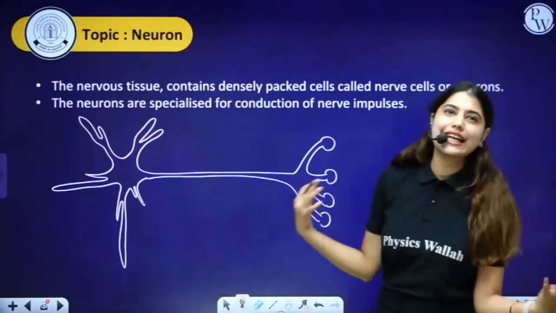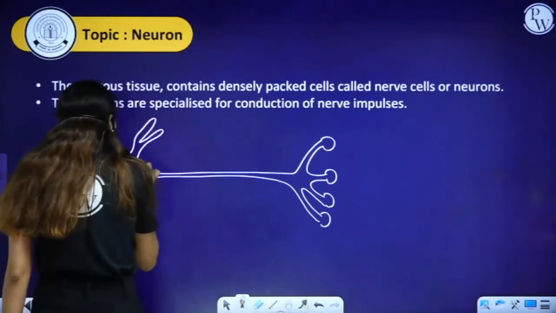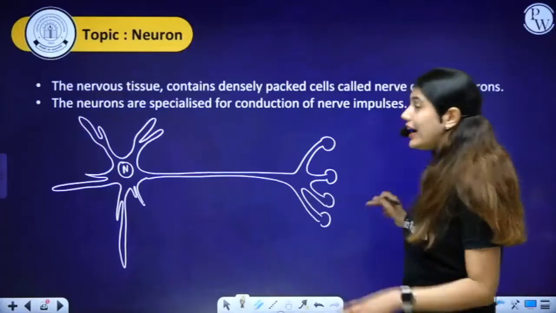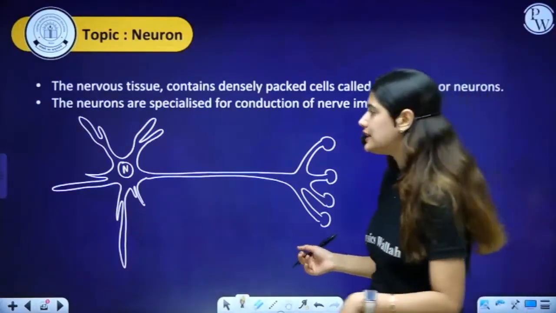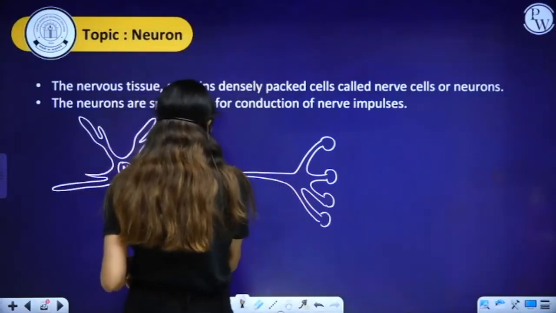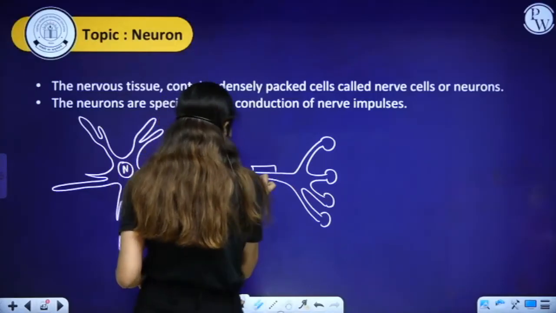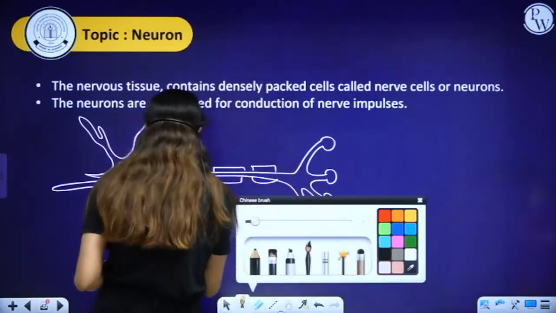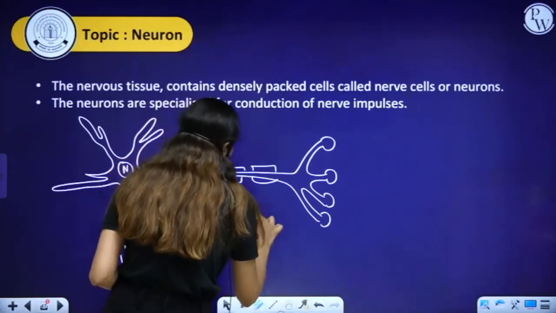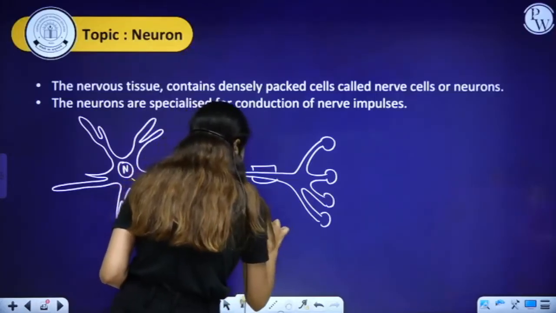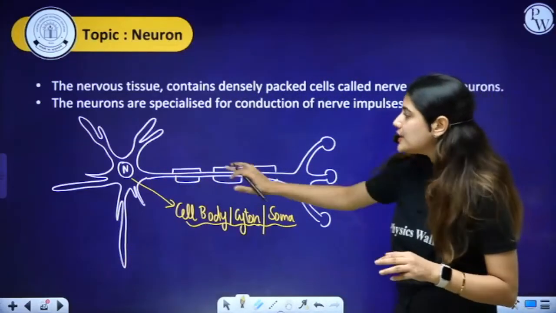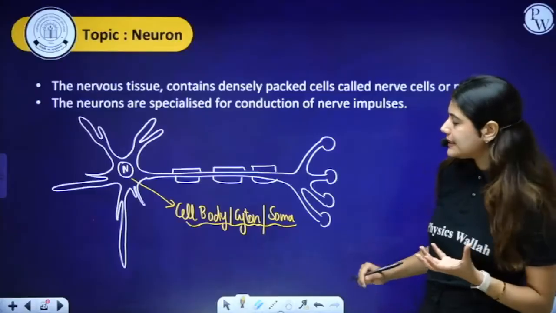If I see, just like any other cell, what will it have? Yes, it will have the nucleus. It will have the cytoplasm around it. So this region where the nucleus is present, where the cytoplasm is there, this region is called the cell body. The cell body can also be called the cyton or the soma. Right? That was about it. So this is the major part where the nucleus and cytoplasm are present, the cell body.